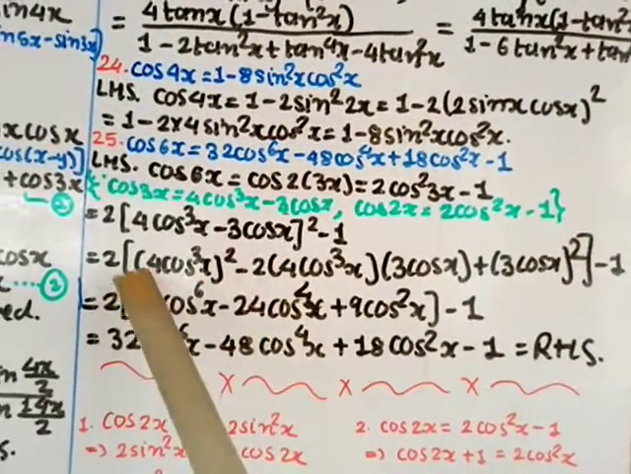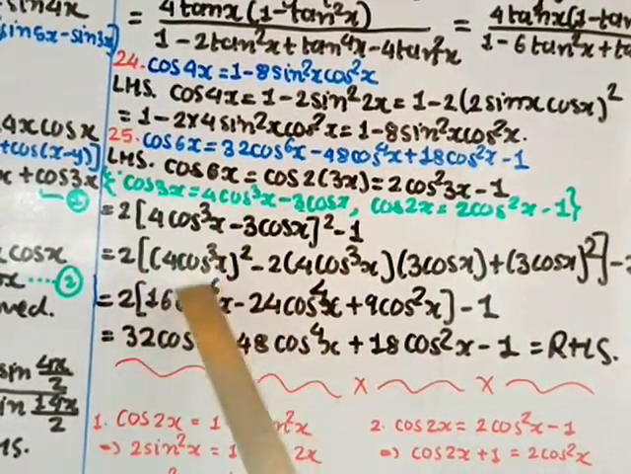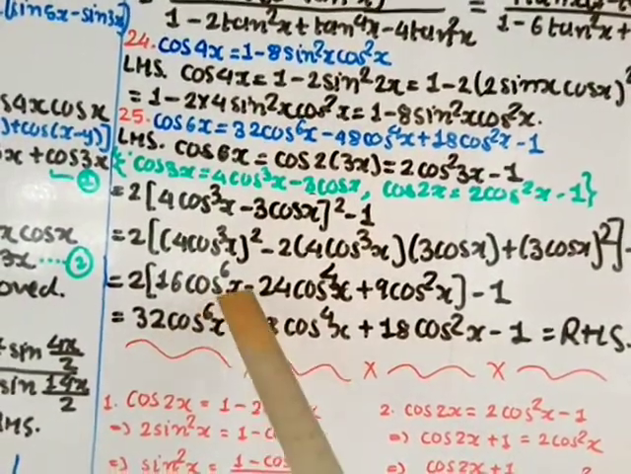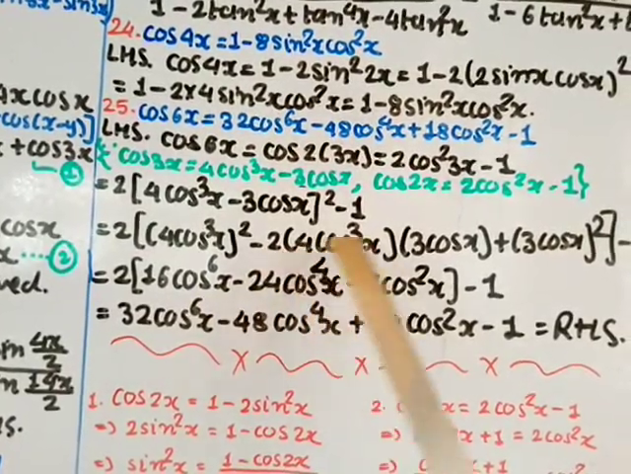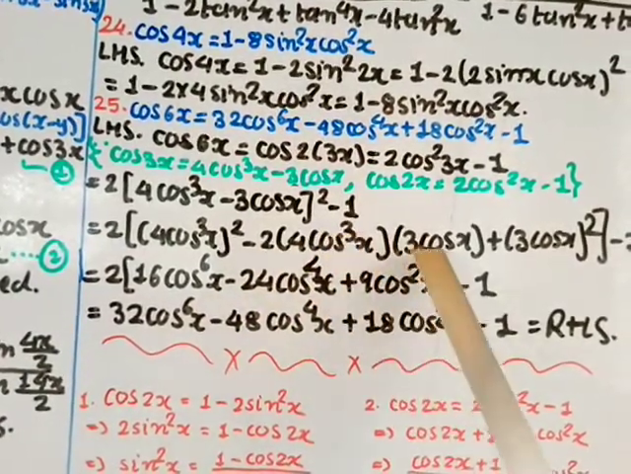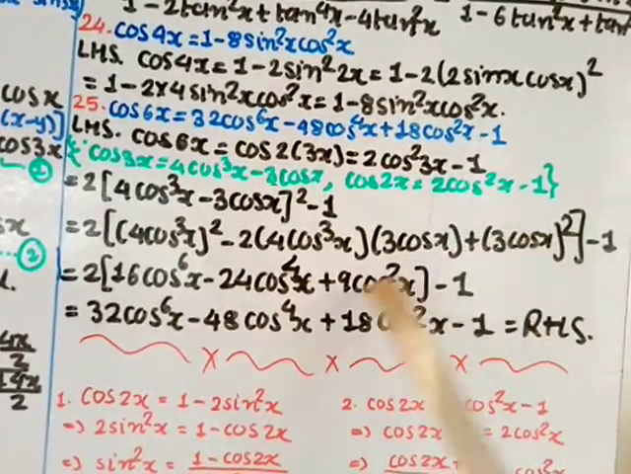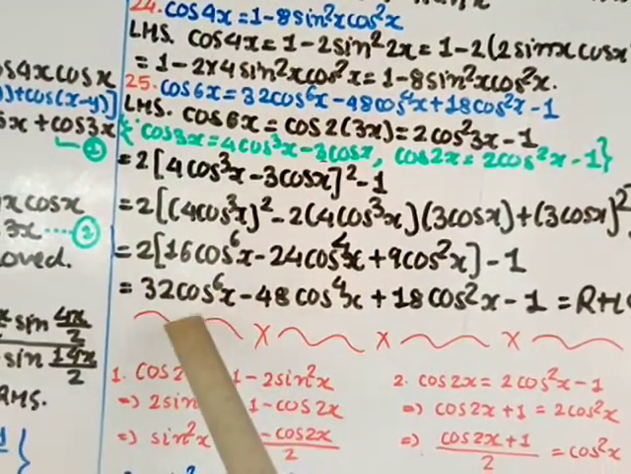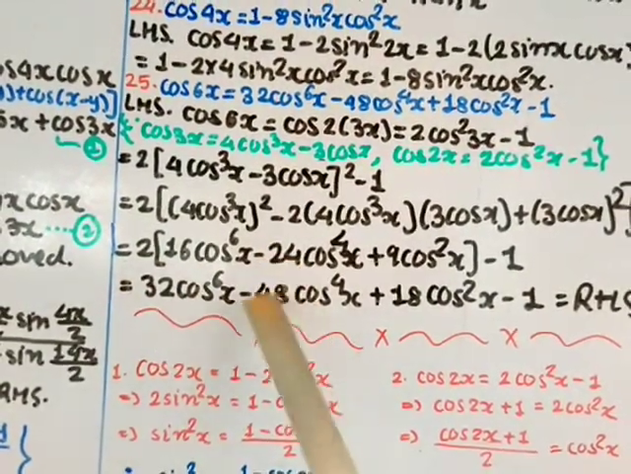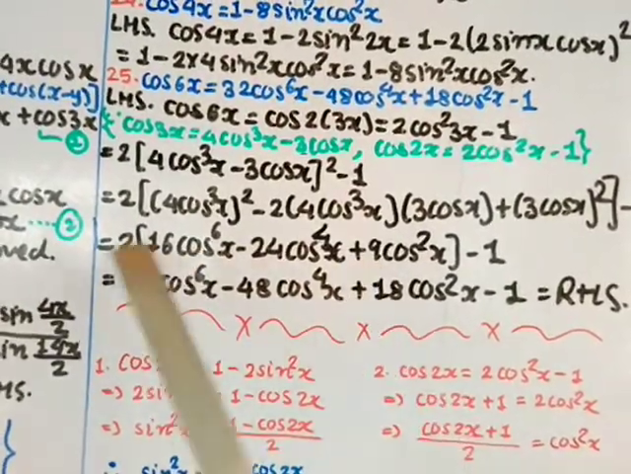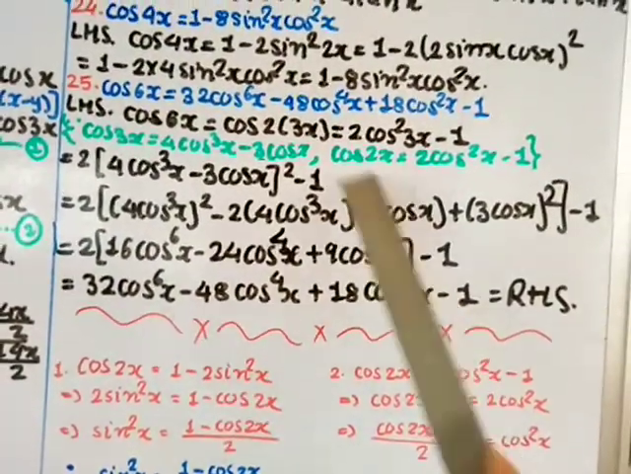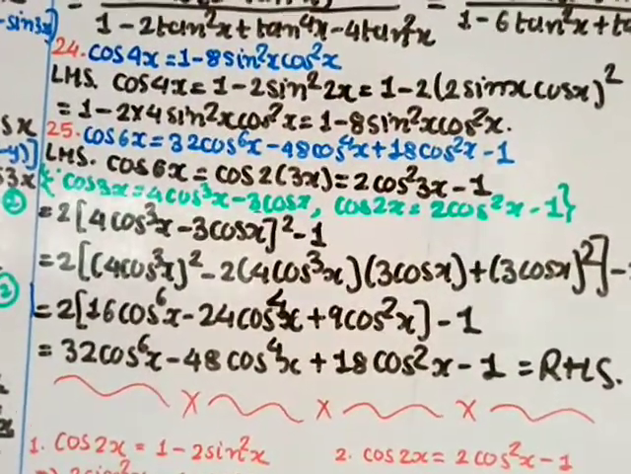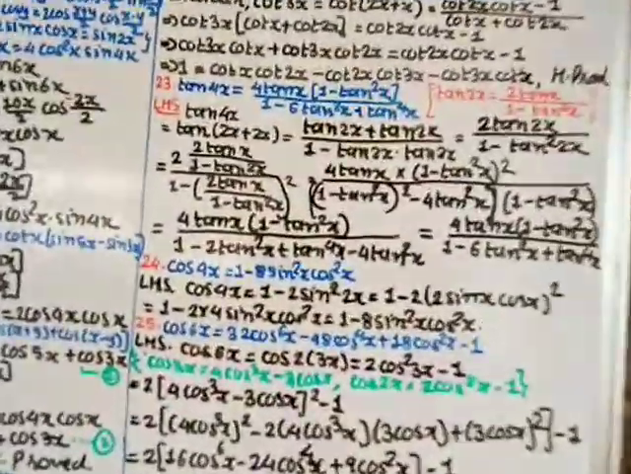2 as it is, now square it, 4 square is 16, and cos cube whole square is cos power 6x, minus 4 into 2 is 8, into 3 is 24, and cos cube into cos is cos power 4x, and 3 square is 9, and cos square x minus 1. 2 multiply here, so 2 into 16 is 32 cos power 6x minus 2 into 24 is 48 cos power 4x plus 9 into 2 is 18 cos square x minus 1, and this is what you have to prove. That is the right hand side. So that is the solution for question number 25, and here we end exercise 3.3.